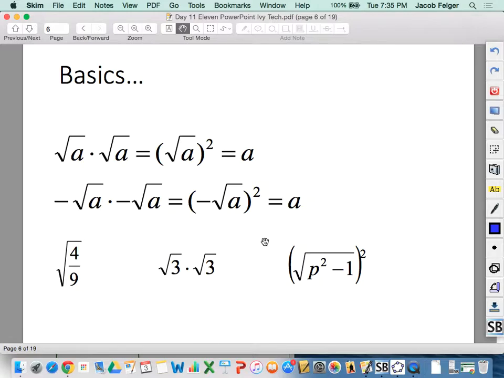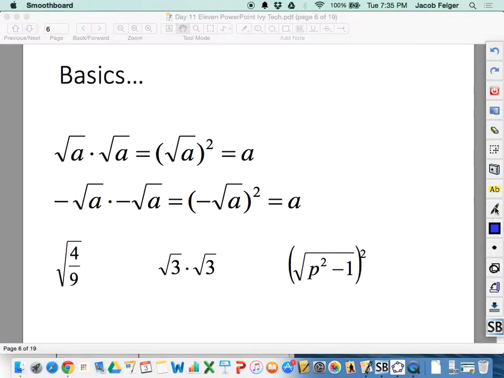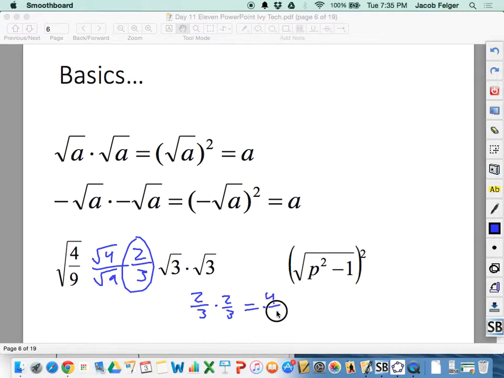Then you've got some that look hard, but they're really pretty easy. If you've got a square root over a fraction, just think of that as 2 square roots. So what's the square root of 4 and the square root of 9? 2 and 3. Okay, so 2/3. That should make sense since 2/3 times 2/3, top times top and bottom times bottom, gives us 4/9. Does that make sense?